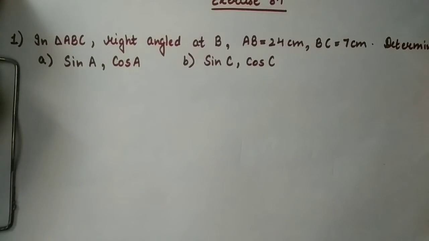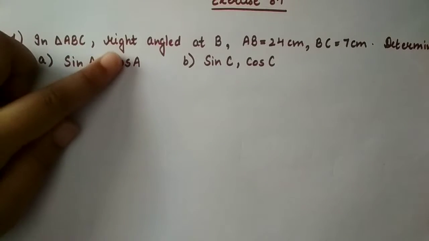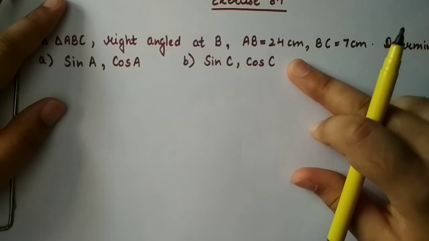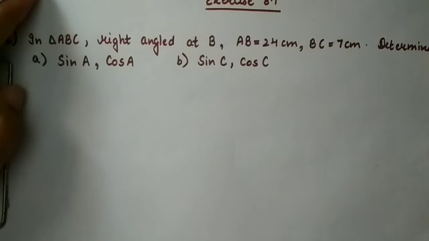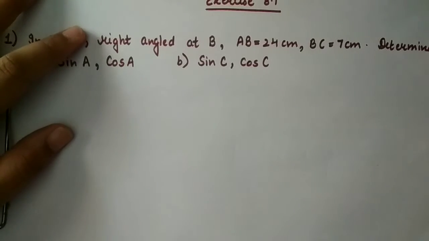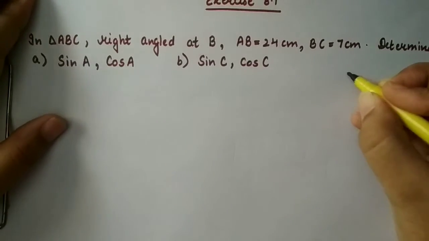So see this first question. In this question it is given that there is a triangle ABC which is right angled at B. The length of AB is given, length of BC is given. We have to determine the trigonometric ratios sin A and cos A in A part. So first of all, let us make the triangle ABC which is right angled at B.